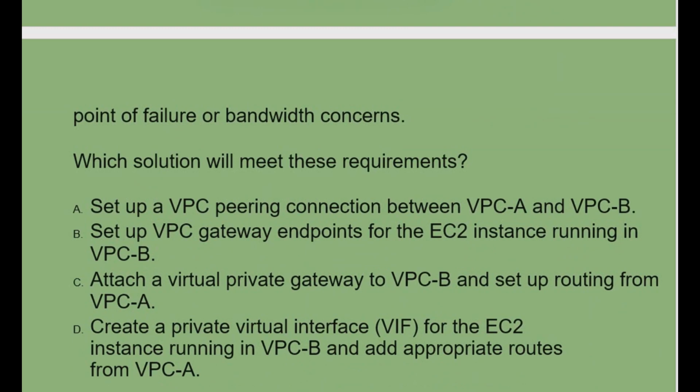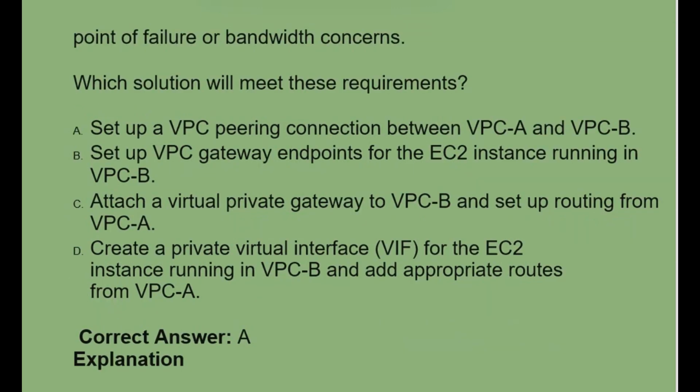Option A. Set up a VPC peering connection between VPC A and VPC B. Option B. Set up VPC gateway endpoints for the EC2 instance running in VPC B. Option C. Attach a virtual private gateway to VPC B and set up routing from VPC A. Option D. Create a private virtual interface, VIF, for the EC2 instance running in VPC B and add appropriate routes from VPC A. Correct answer is option A.